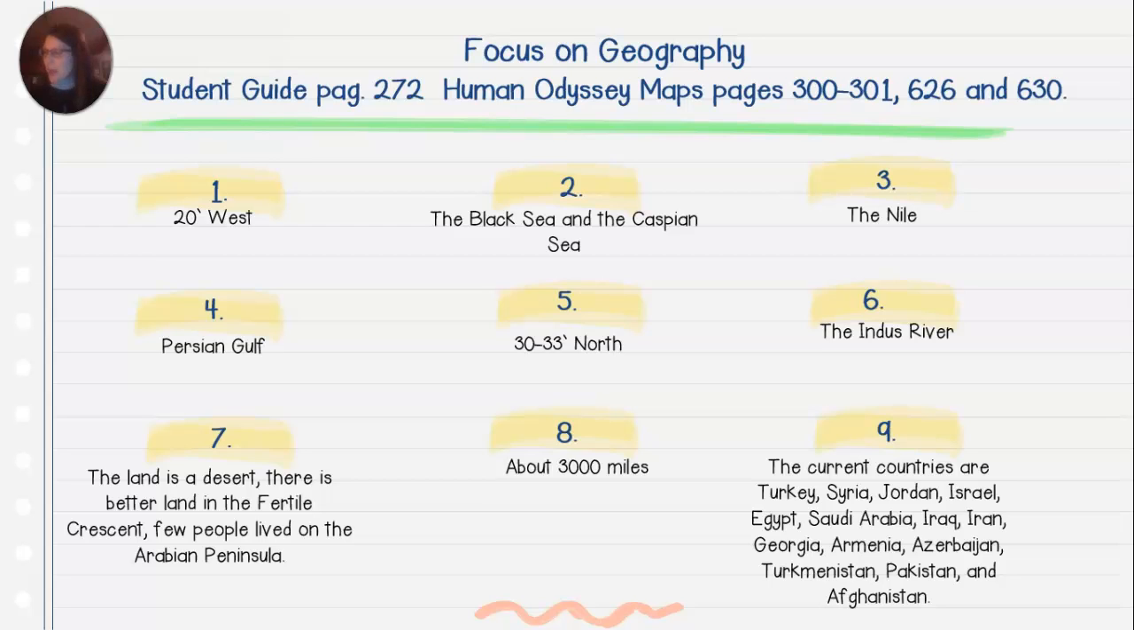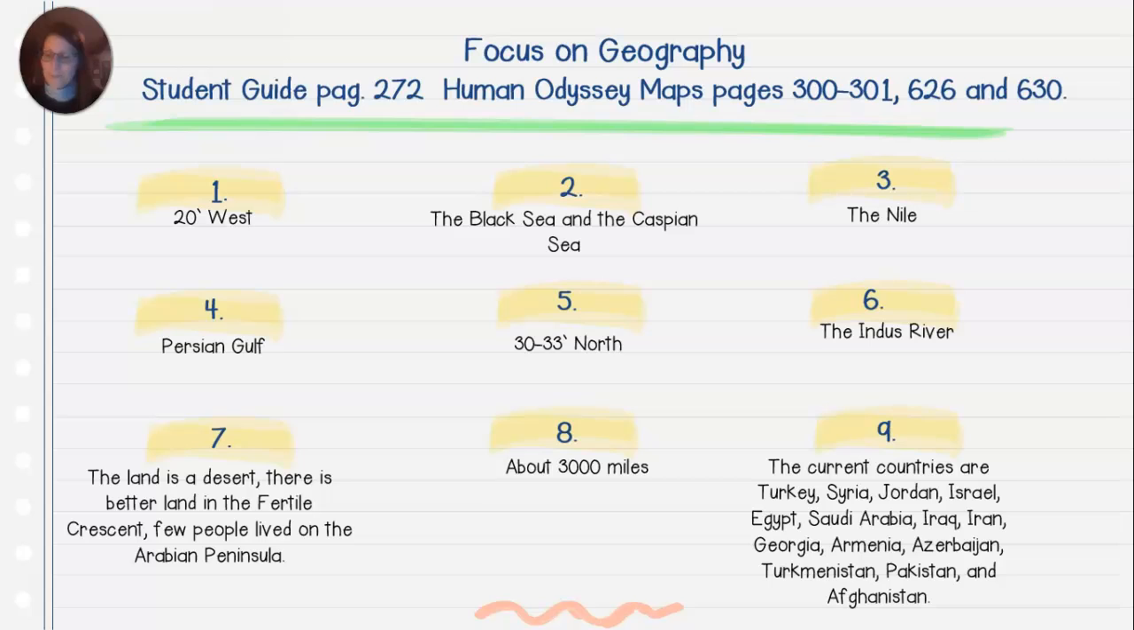Question number 1 says, if you were to use the maps on pages 300 to 301 and 626 to 630, you can go ahead and open your Human Odyssey book, your reading book. You can look at those, but your student guide will be page 272. I'll give you a quick second. Open your student guide to page 272, and then open your Human Odyssey book to pages 300 to 301, and then you may have to flip to 626 and 630. You can pause this video to do it on your own, or you can follow along with us here.